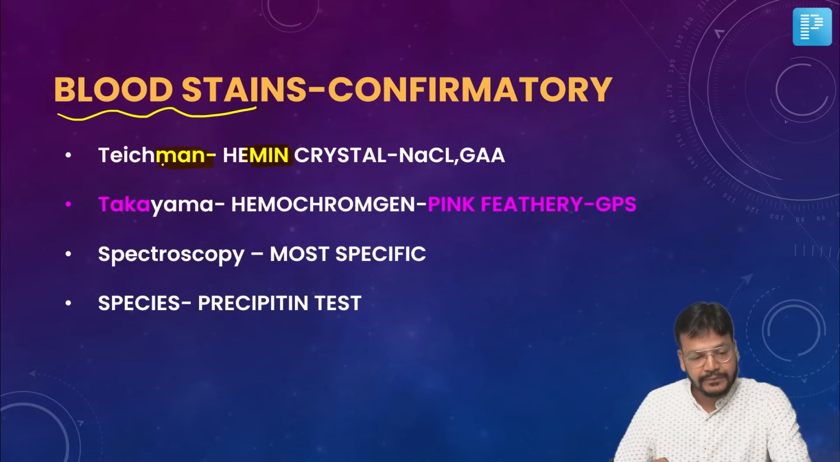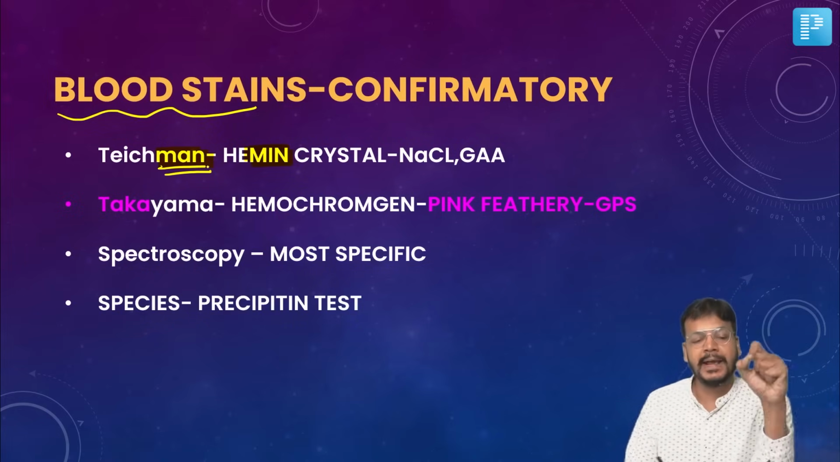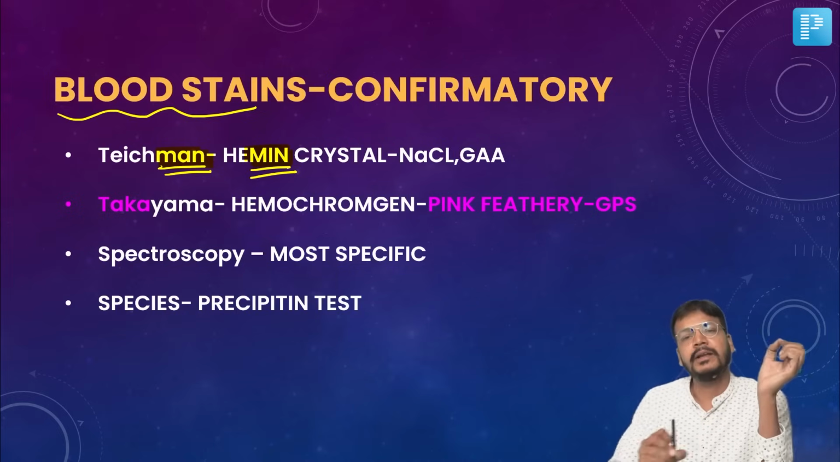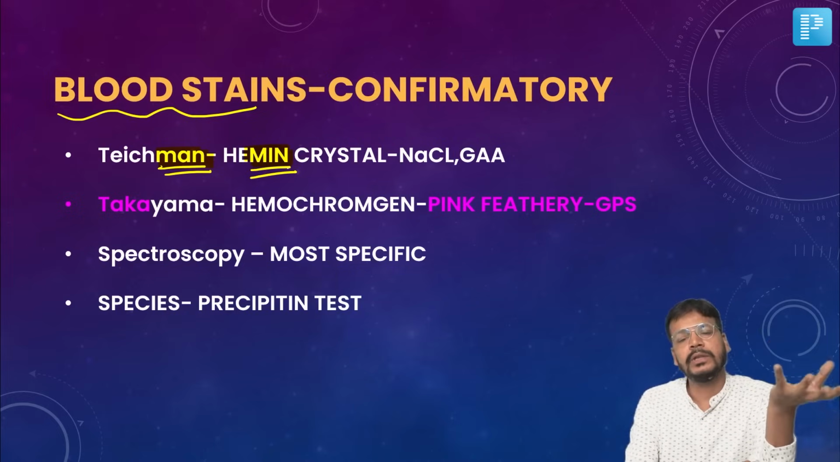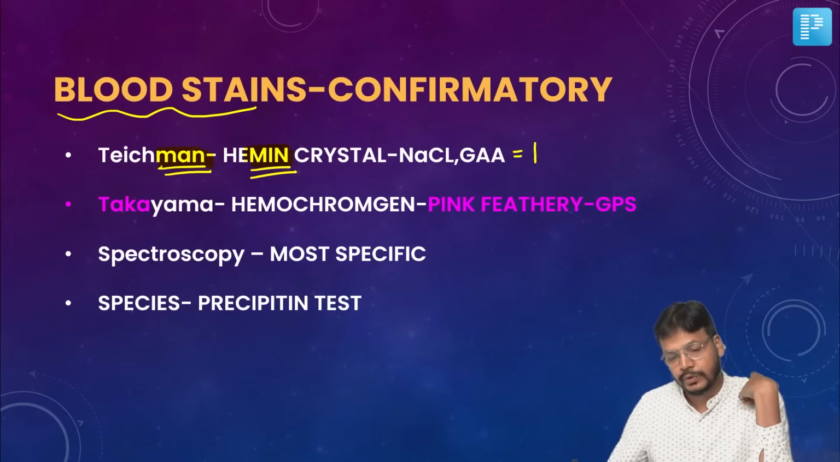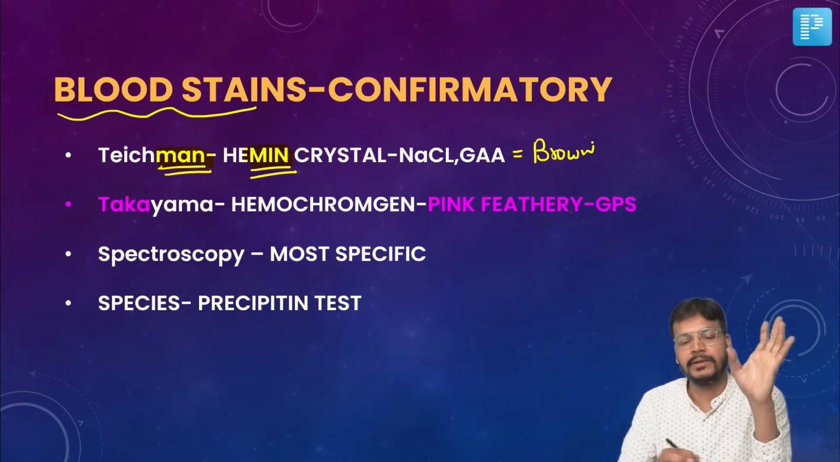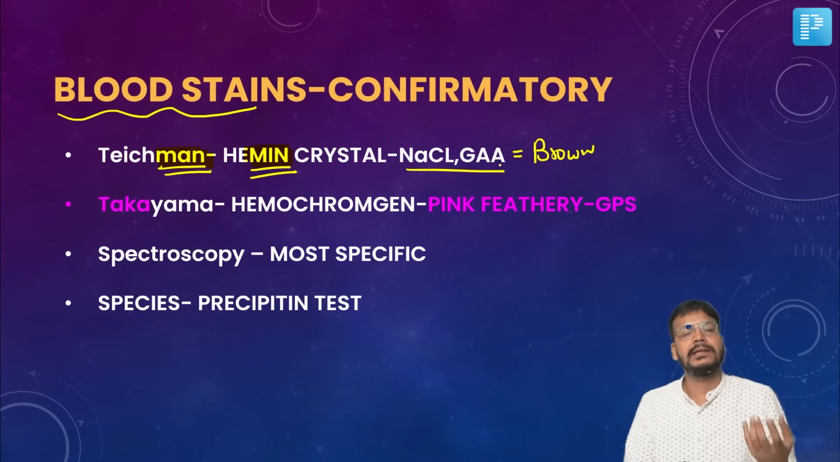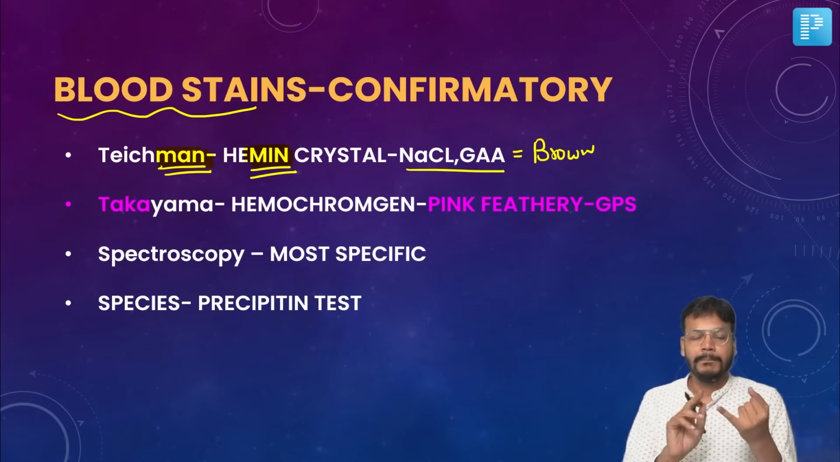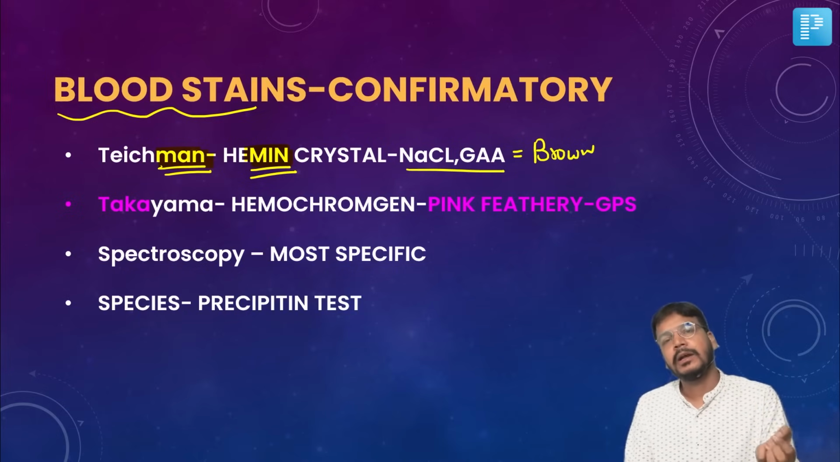Now, sir, blood stain, my favorite MCQ. For blood stain, the first test is Teichmann. Man for imine crystal. Now, sir, we all know the color of the man is brown. So here the crystal will be brown. Teichmann, man, imine crystal. We use sodium chloride and glacial acetic acid for Teichmann. Man, he-man, color is brown.